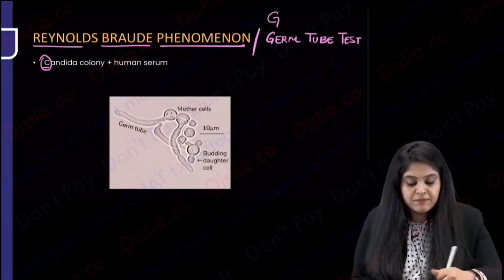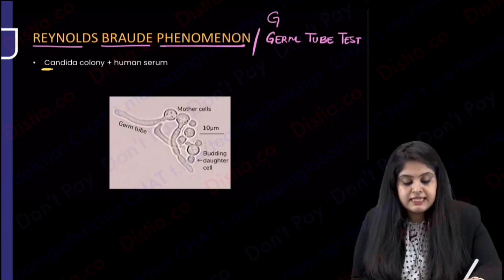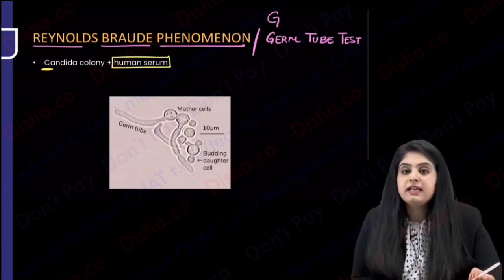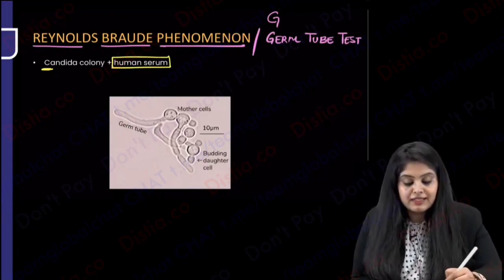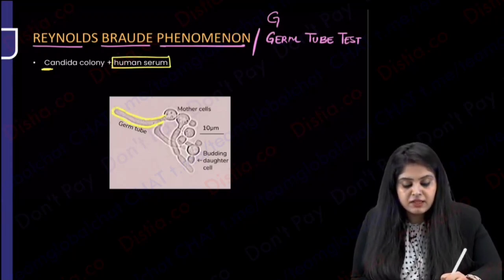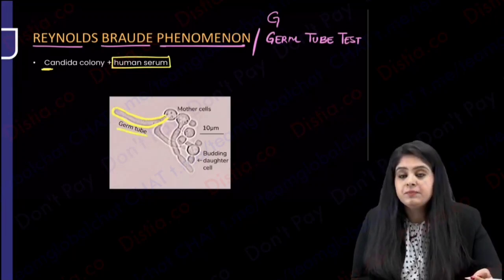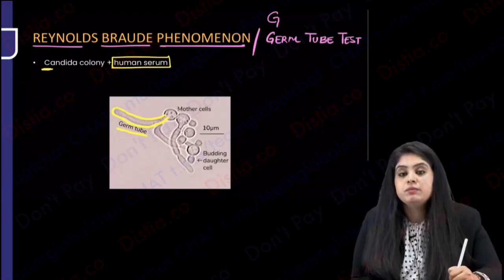What is this test? I take the Candida and I add human serum to it, and suddenly after incubation I see there is an entire hypha or a tube that has come out. That is why I called it a germ tube. I see an entire tube has come out of it. That is what you call the germ tube test.